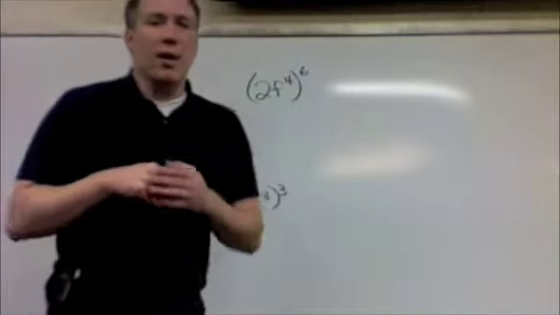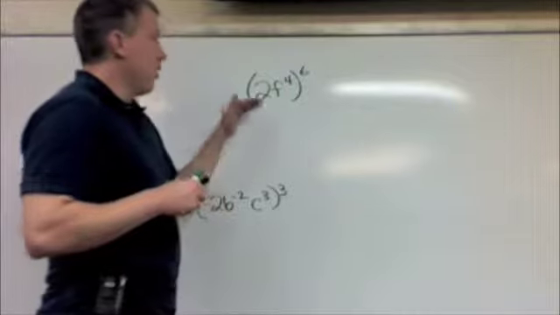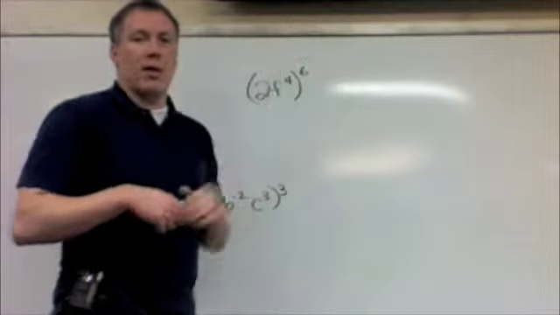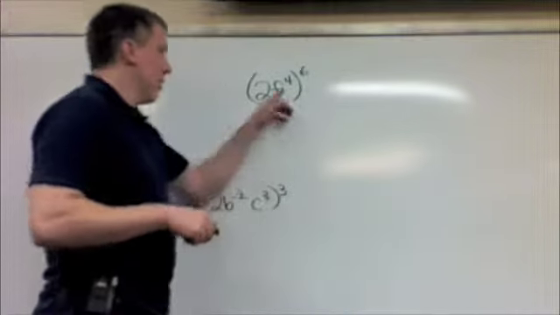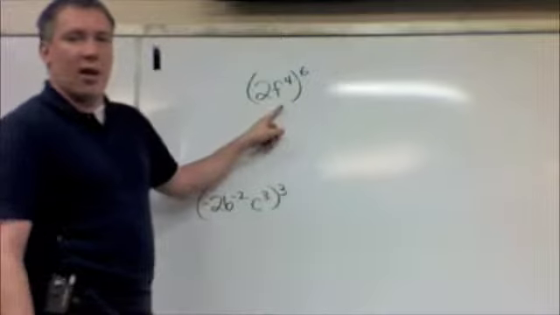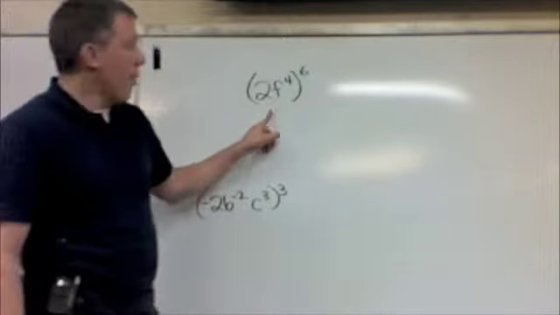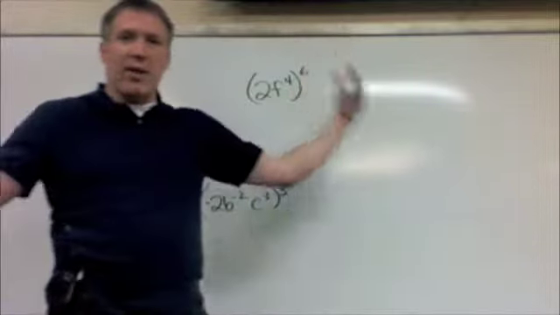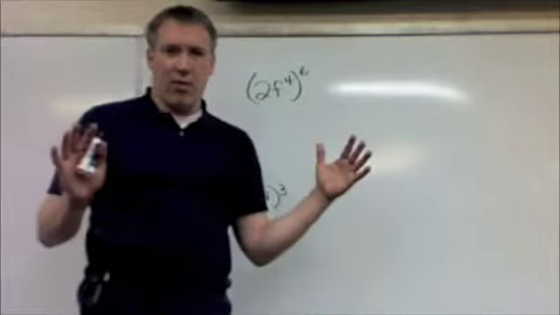Okay, the last idea is when I have a power raised to another power. Here I have 2f to the fourth, to the 6. Now the first thing that sometimes gets confused is that this inside exponent, this fourth power, only applies to the f. It does not apply to the 2. But this sixth power, which is on the outside of parentheses, applies to the entire 2f to the fourth.